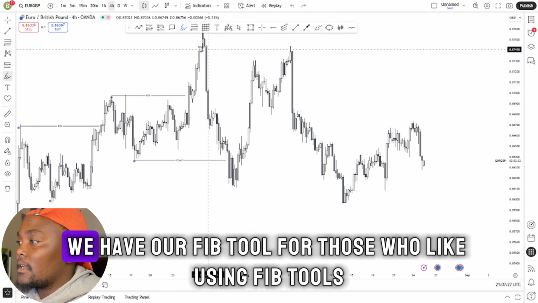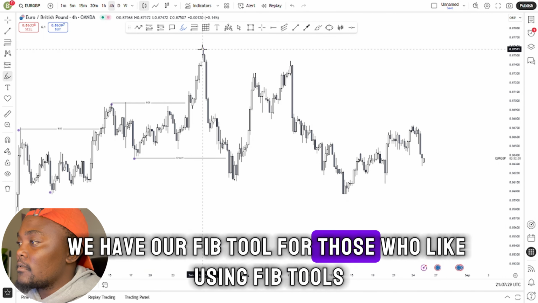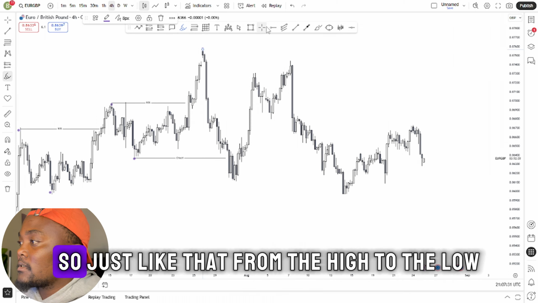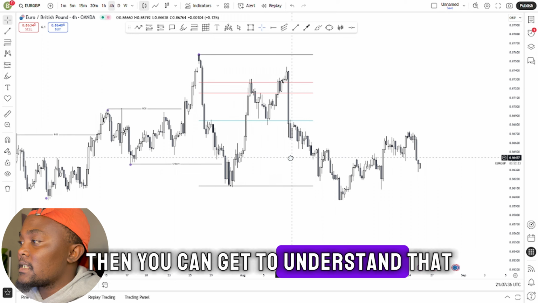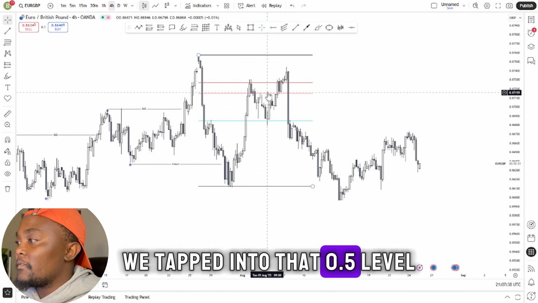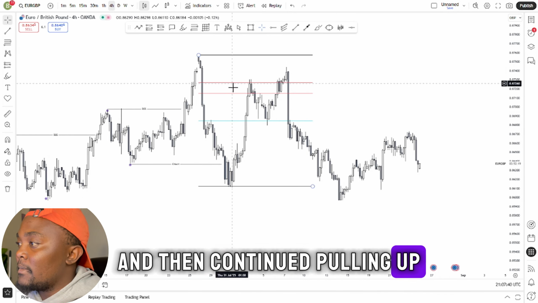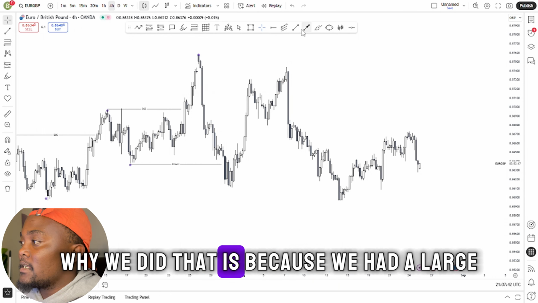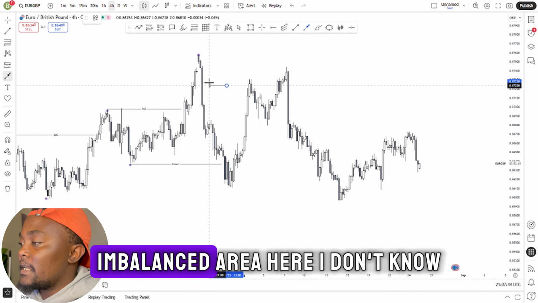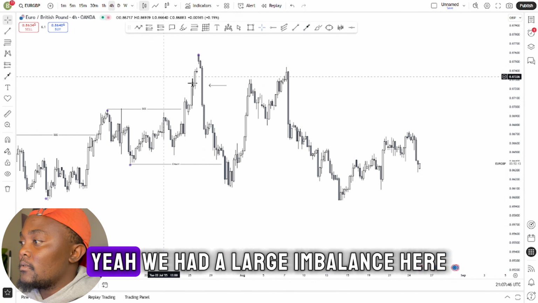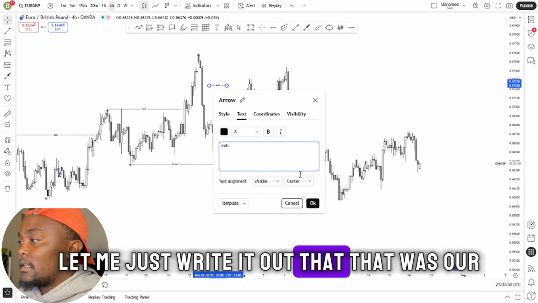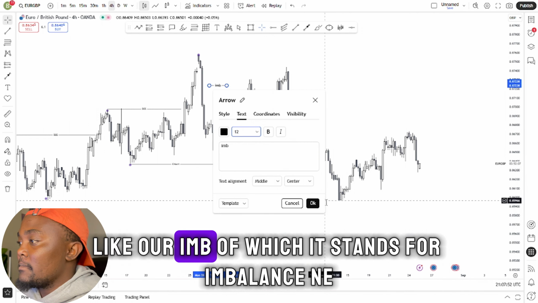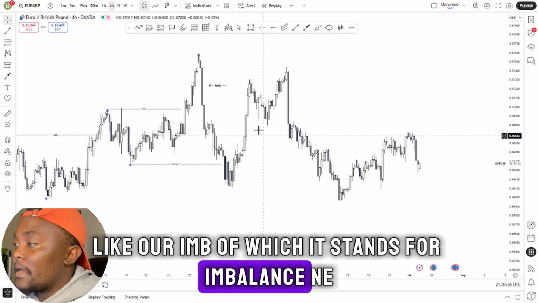So just like that, we have our fib tool for those who like using fib tools. From the high to the low, you can see that we tapped into that 0.5 level and then continued pulling up. The reason we did that is because we had a large imbalanced area here. Let me just write it out, that was our IMB, which stands for imbalance, né?